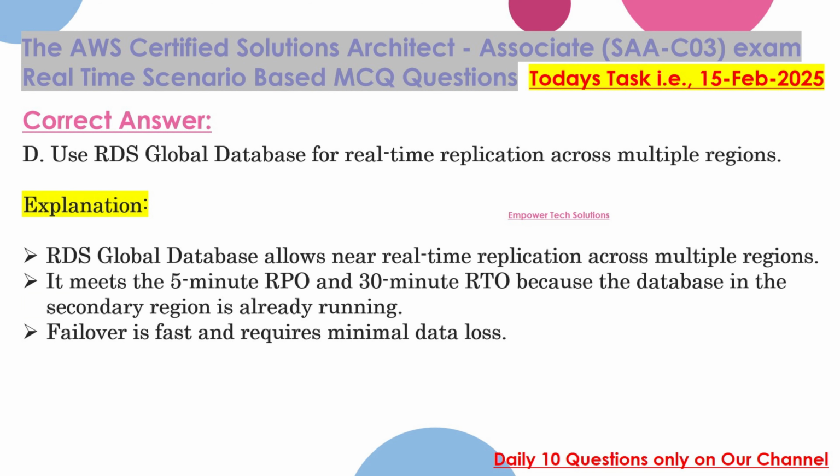Correct answer: D. Use RDS Global Database for real-time replication across multiple regions. Explanation: RDS Global Database allows near real-time replication across multiple regions. It meets the 5-minute RPO and 30-minute RTO because the database in the secondary region is already running. Failover is fast and requires minimal data loss.